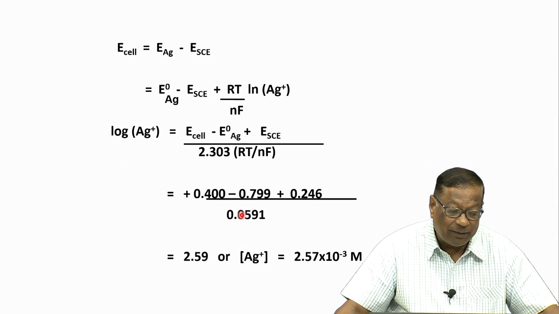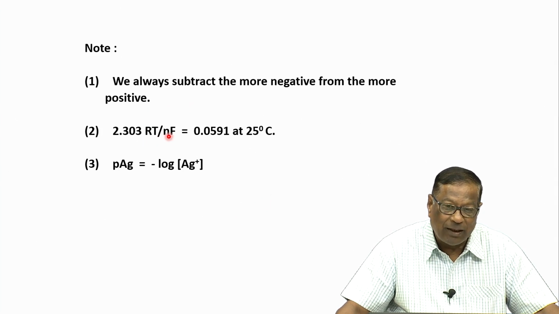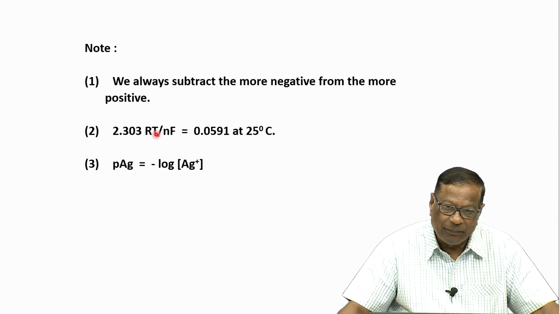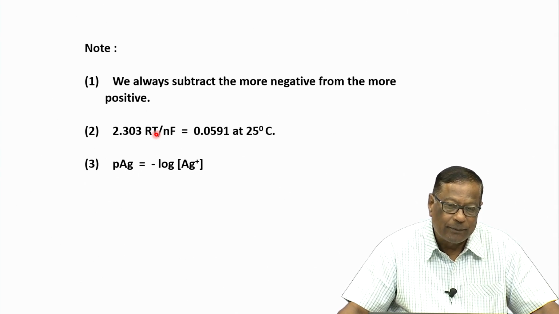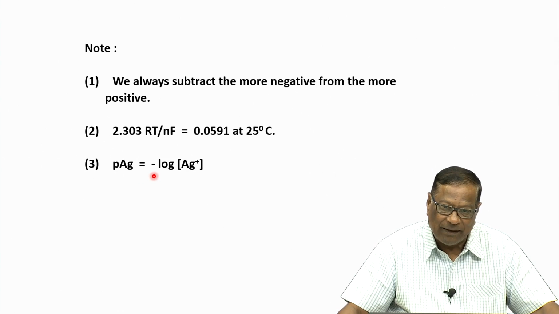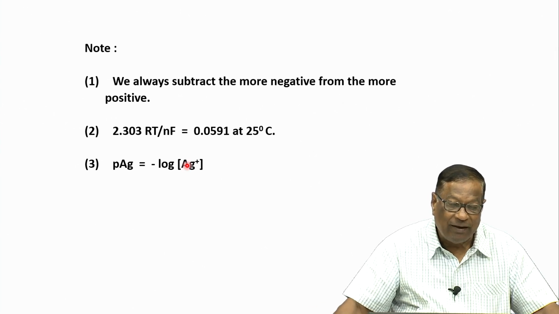So, that we are subtracting from the more positive, and 2.303 RT by NF, this I have already told you that it is 0.0591 at 25 degrees. If you want very accurate values, use the T value, temperature of the solution, as Kelvin. Okay. Then PAg, PAg is nothing but minus log of Ag plus. It is just like pH, negative log of hydrogen ion. Here it is negative log of Ag plus ions.